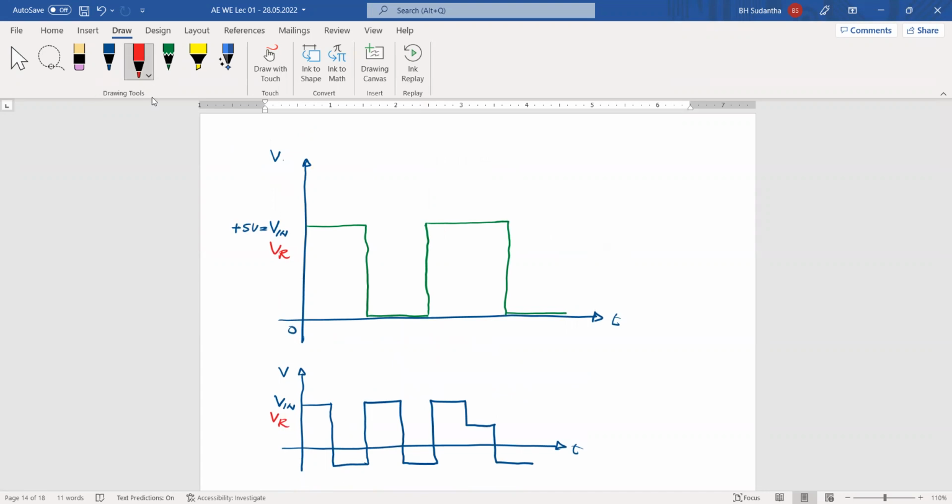It's 0.7 volts less, so this will be 4.3 volts. And it can change. And at 0, it's also 0. And it goes like this. And again, here, it's 0.7 volts less than the input voltage. Okay.